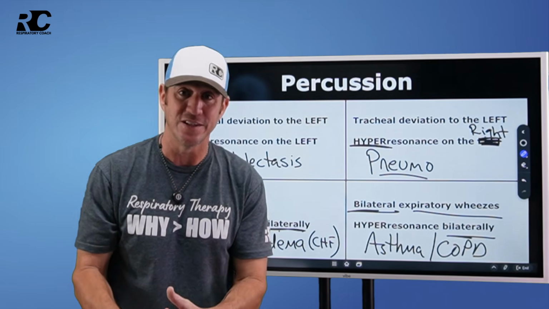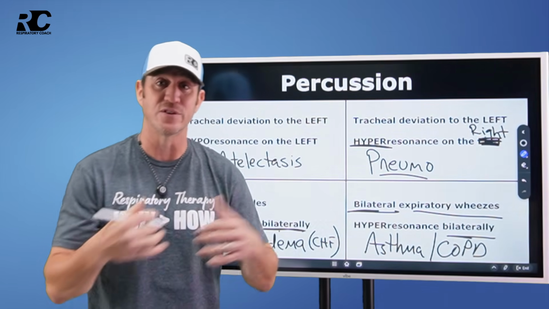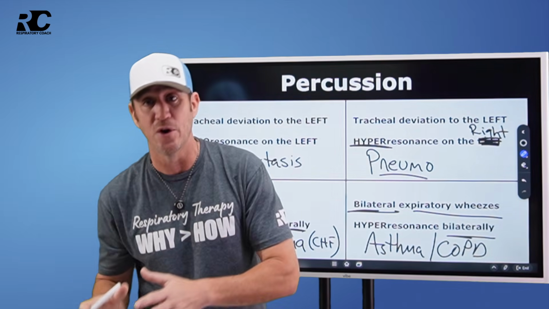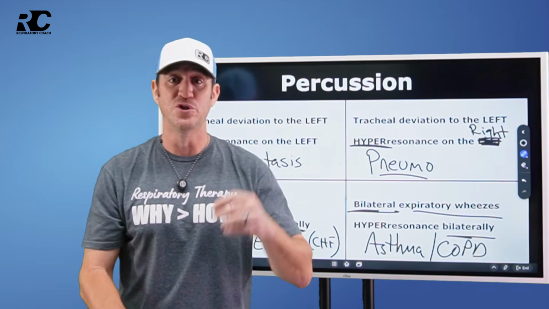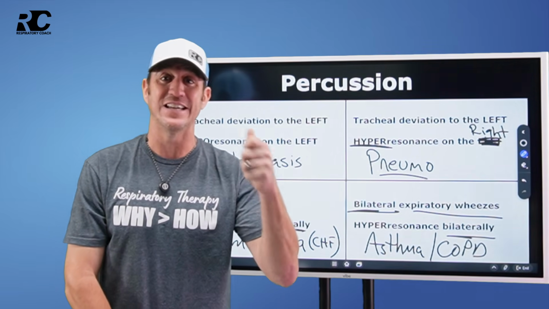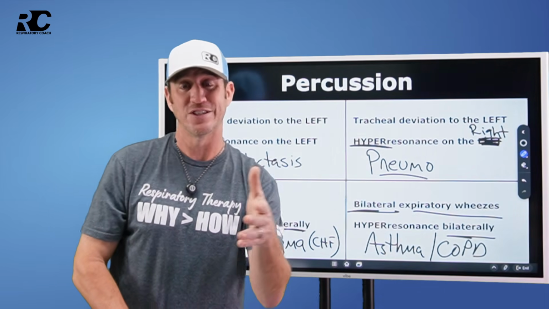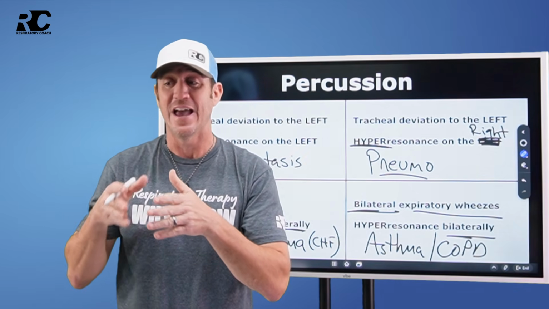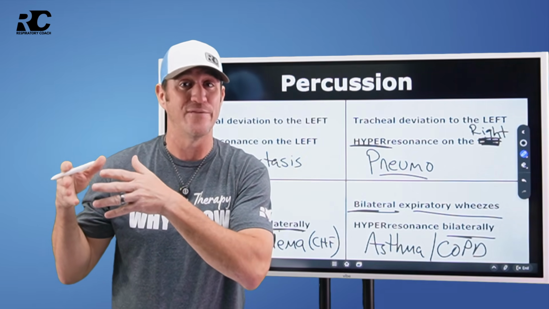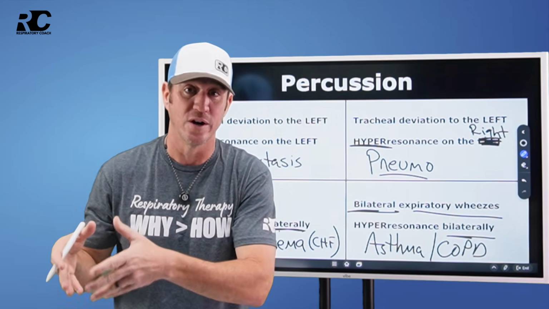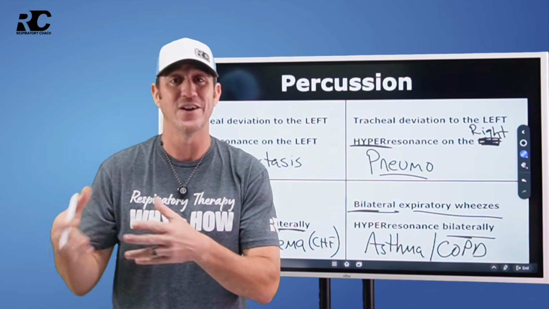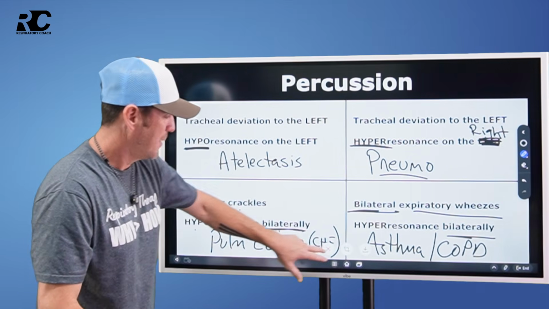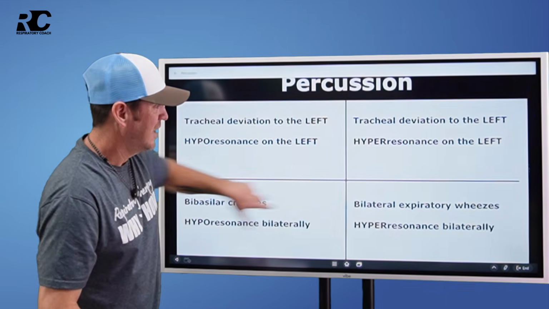But the clues, the adjectives, unilateral versus bilateral, along with hypo or hyperresonance, are the clues that point me to disease states that cause an increase in density versus disease states that cause a situation where we have a loss or a lower amount of density, less density because of more air. Okay, so that's percussion. Again, you got to understand this.